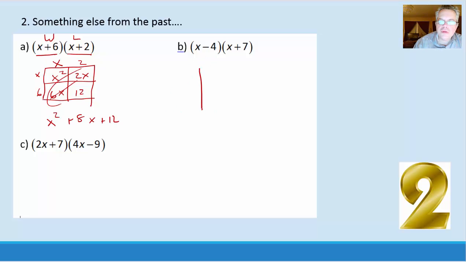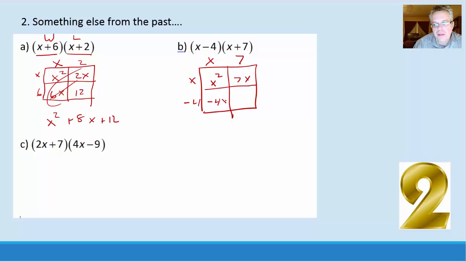All right, let's do this one. We'll make a box. It's a 2 by 2 box. So we're multiplying two binomials, x minus 4 and x plus 7. x times x is x squared. x times 7 is 7x. So we multiply, find the area of the little boxes, then add them to find the total. These two things are like terms. So x squared plus 3x minus 28.